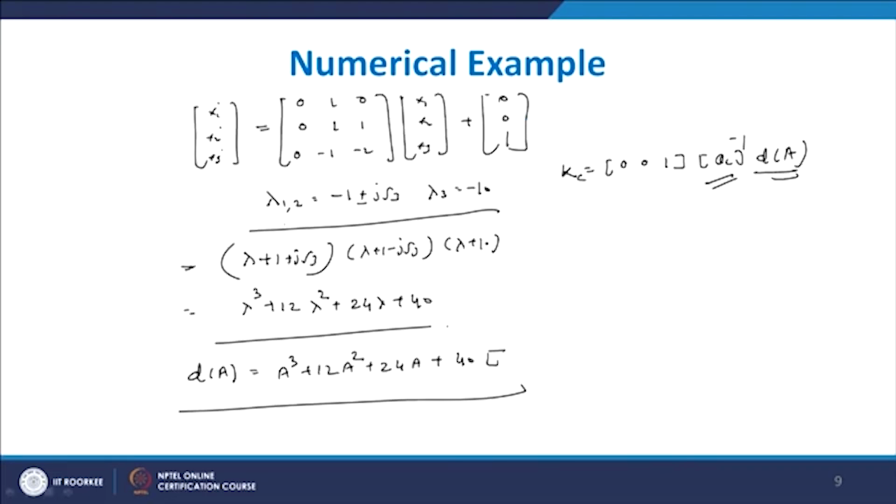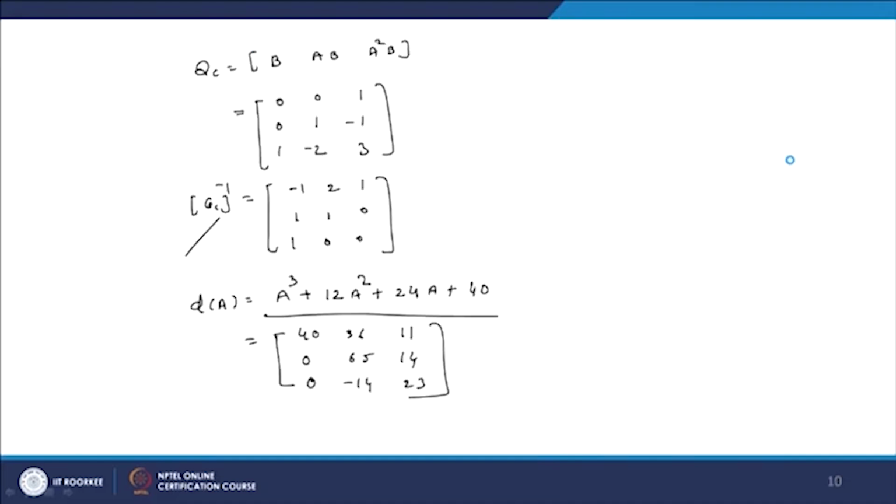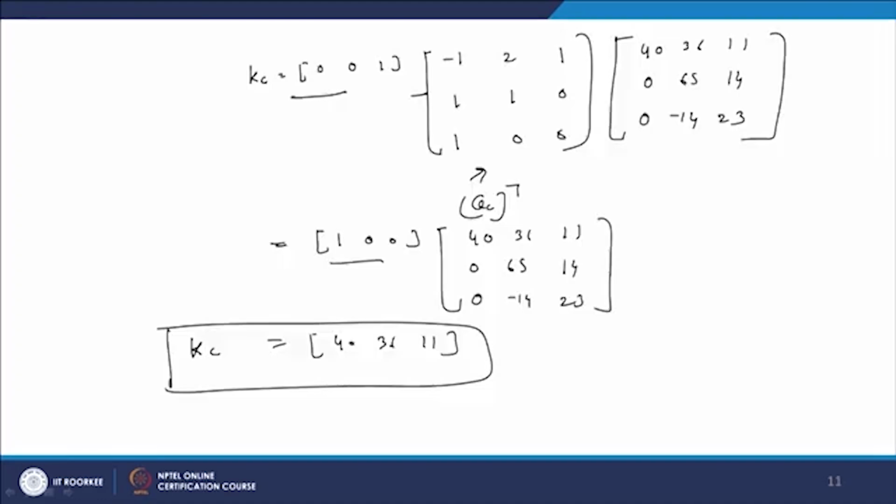First, in this example we decided the desired poles. Then we determined the characteristic equation, and once this was determined, it was converted in terms of the A matrix, according to the Cayley-Hamilton theorem. Then controller Kc equals 0 0 1 Qc inverse into phi of A, and then we used the different steps, and finally we got controller Kc as 40 36 and 11.